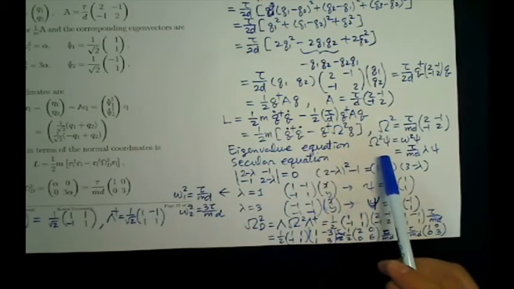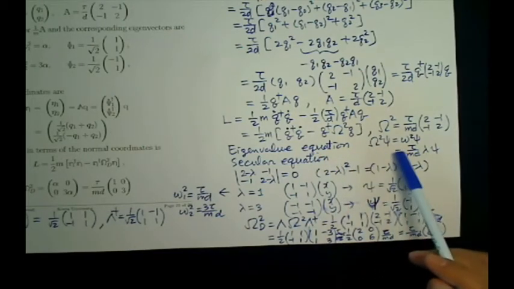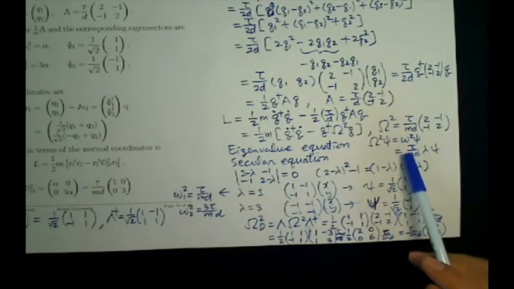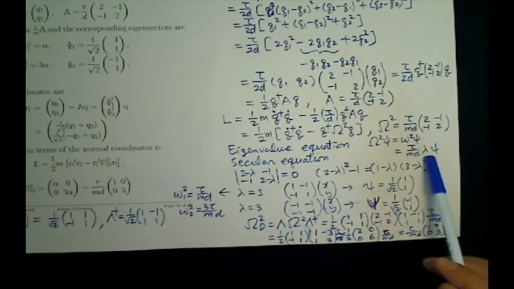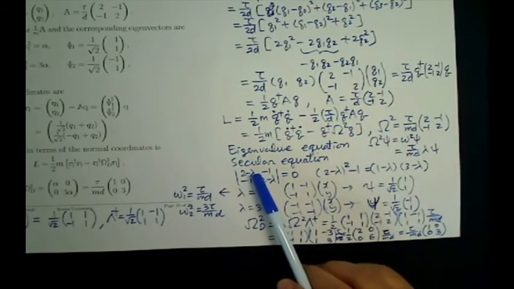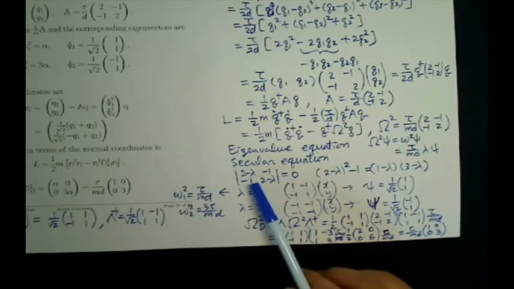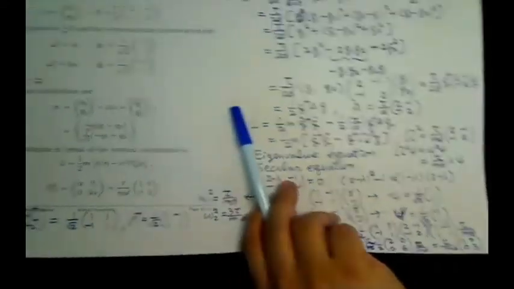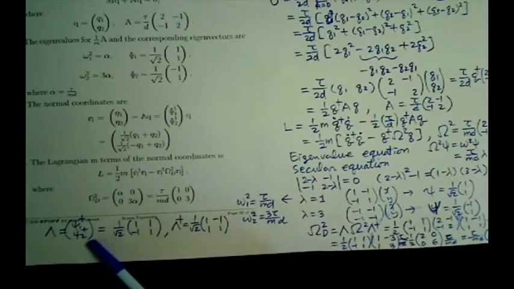The eigenvalue equation can be constructed in this way. We pull out the scaling factor, tau over m d, and the scaleless eigenvalue is chosen to be lambda. The solution for this will give the two eigenvectors. The two eigenvectors can be combined to find the transformation matrix lambda, and its Hermitian conjugate lambda dagger.